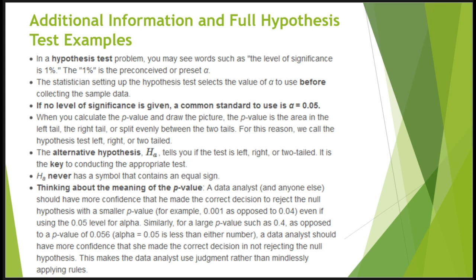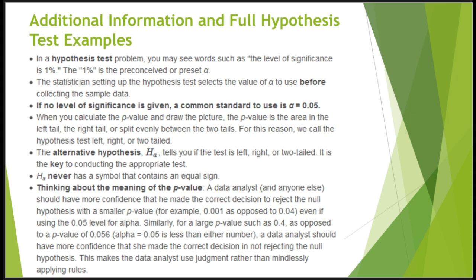1% is a preconceived or preset alpha. The statistician setting up the hypothesis test selects the value of alpha to use before collecting the sample data. If there's no level of significance given, then a common standard to use is alpha equals 0.05.